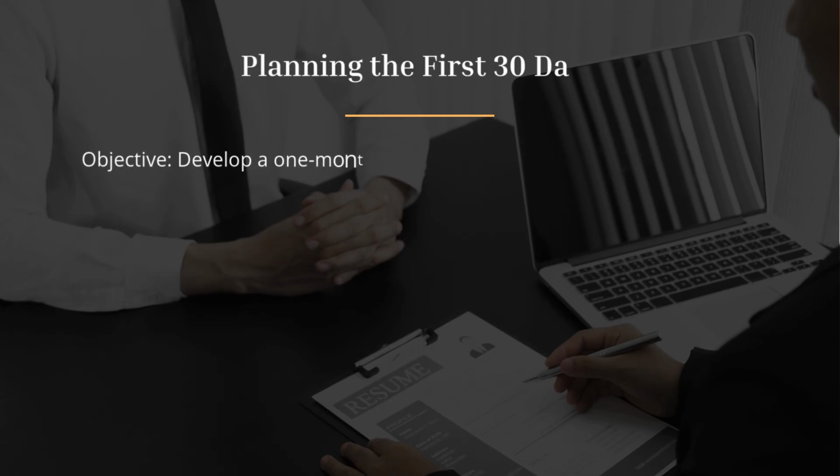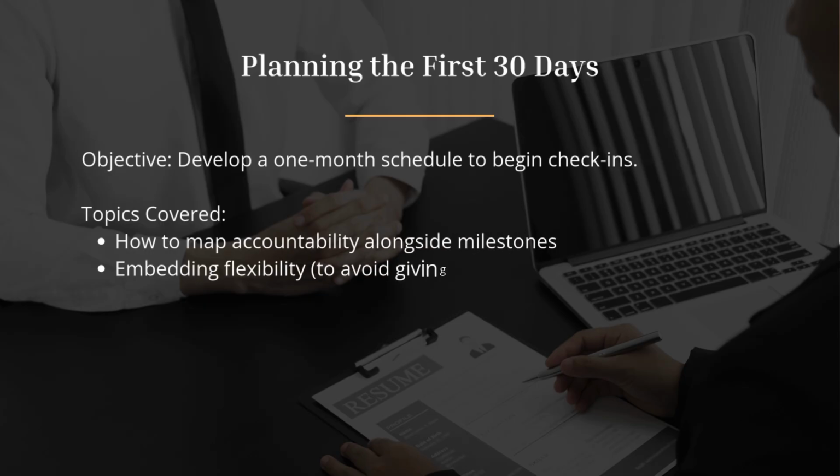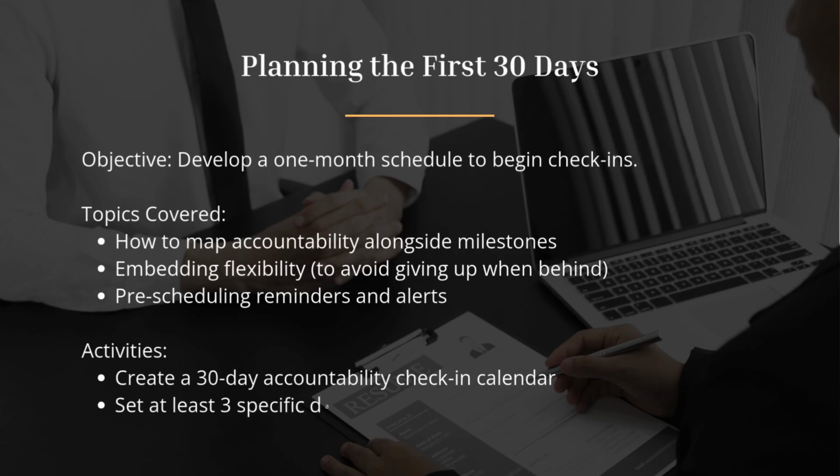Planning the first 30 days. Objective: develop a 1-month schedule to begin check-ins. Topics covered: how to map accountability alongside milestones. Embedding flexibility, to avoid giving up when behind. Pre-scheduling reminders and alerts. Activities. Create a 30-day accountability check-in calendar. Set at least 3 specific dates with time, partner/method, and goal check.